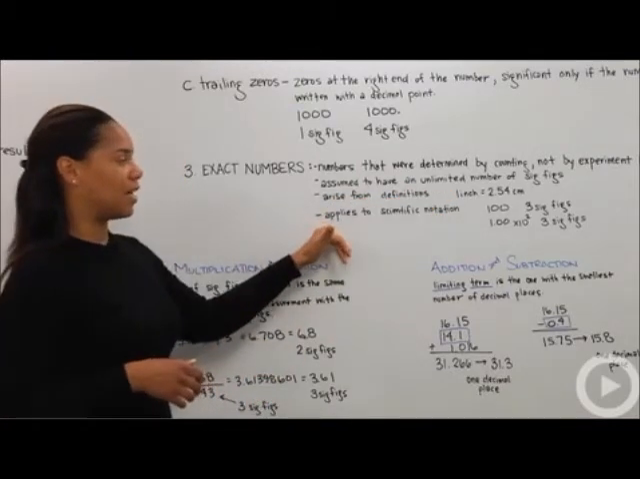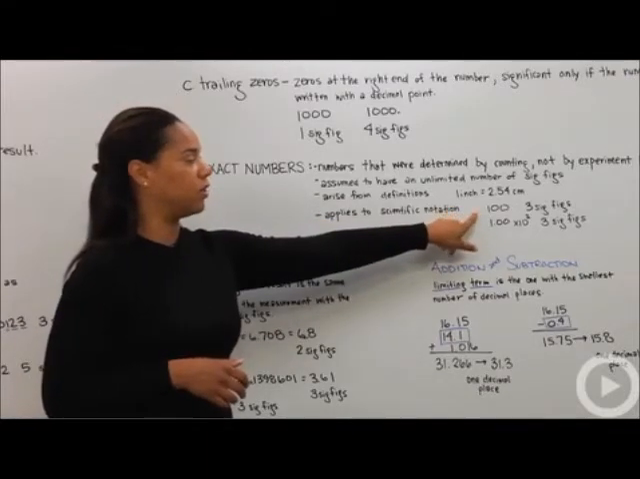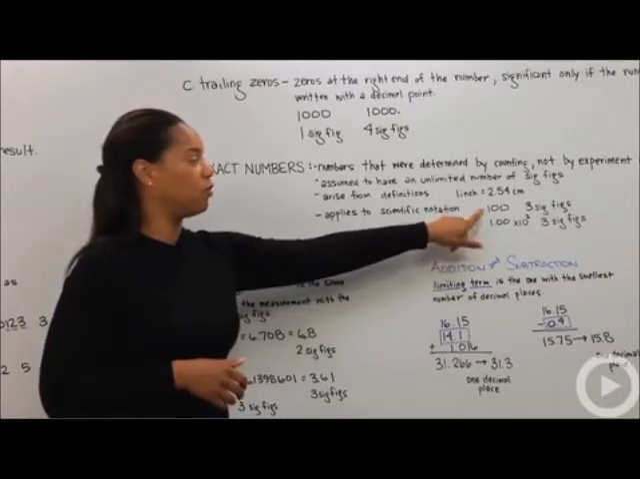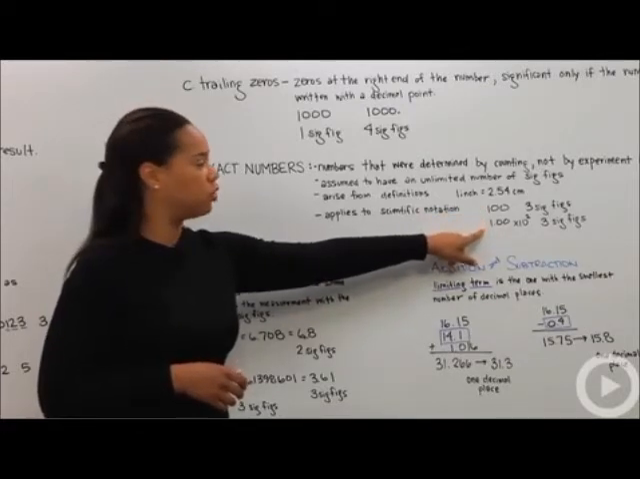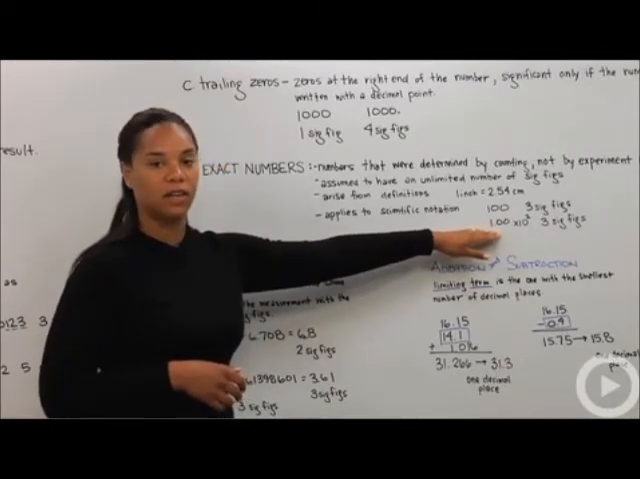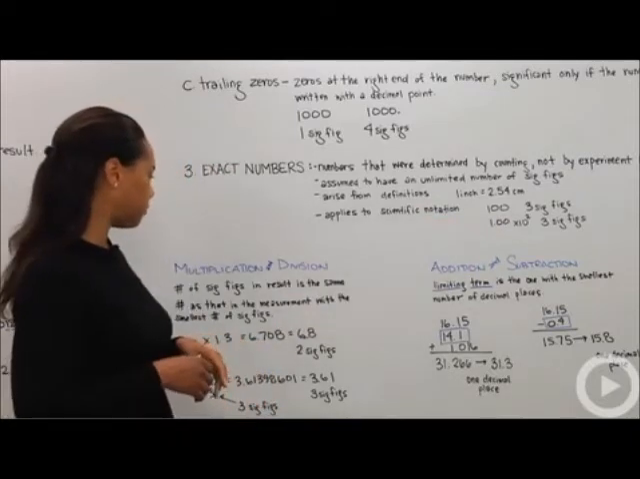It also applies to scientific notation. So if you've got 100 written 100, that's got 3 Sig Figs. If you wrote 100 in scientific notation, which would be 1.00 times 10 squared, that also has 3 significant figures because these zeros are important.